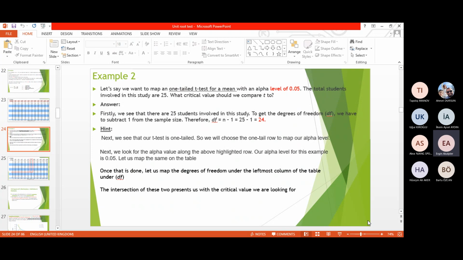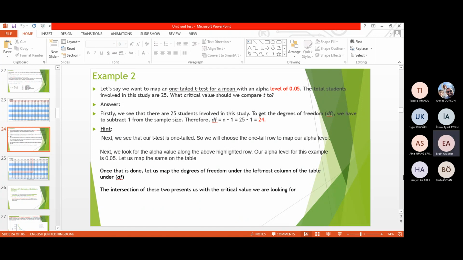Let us map the same on the table. Once that is done, let us map the degrees of freedom under the leftmost column of the table. The intersection of these two presents the critical value we are looking for. Then you are going to look at this degree of freedom, the so-called example.